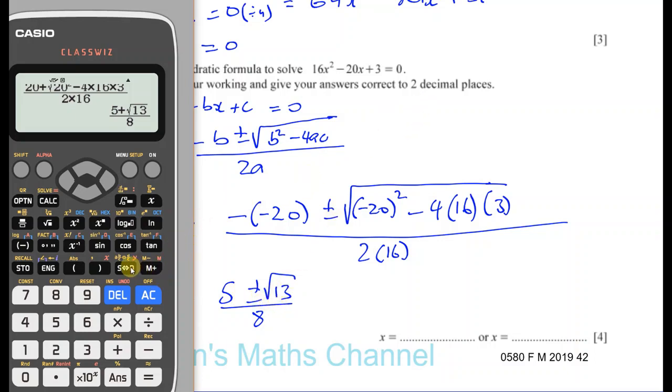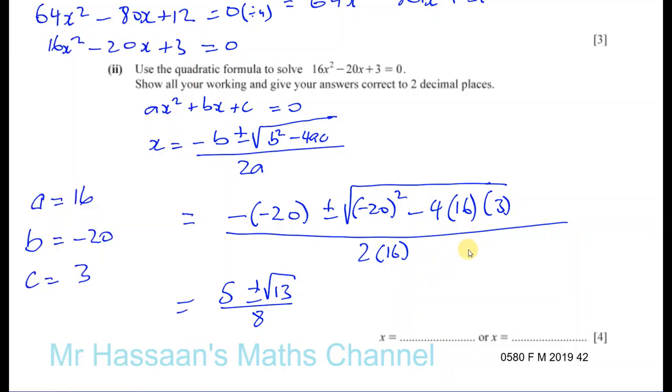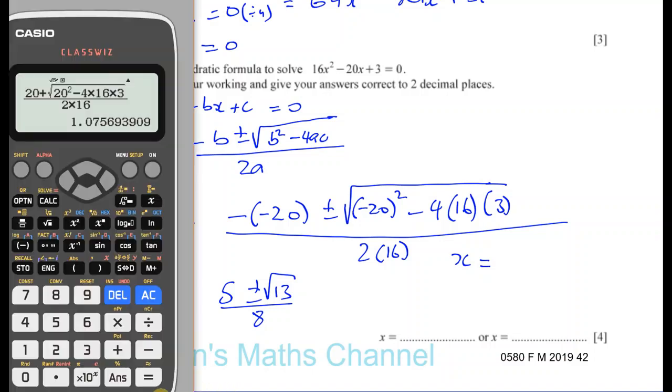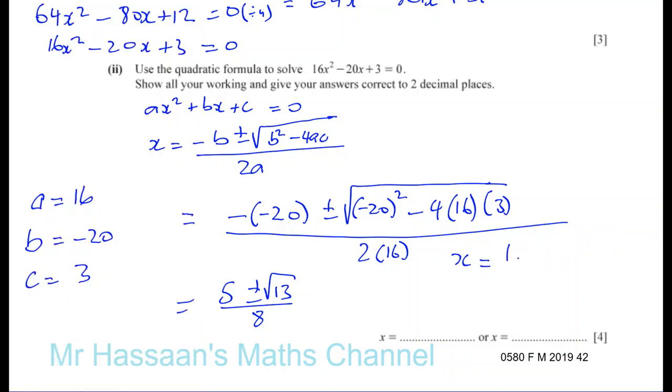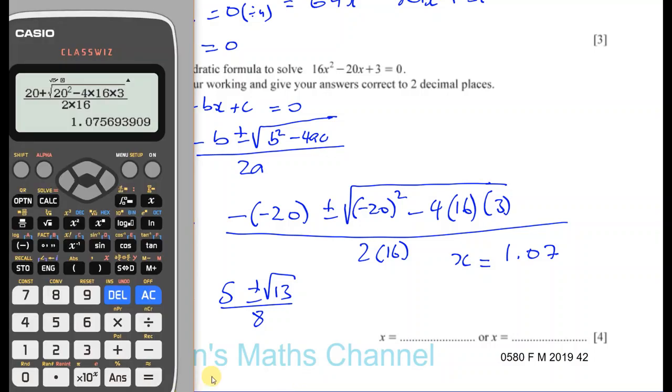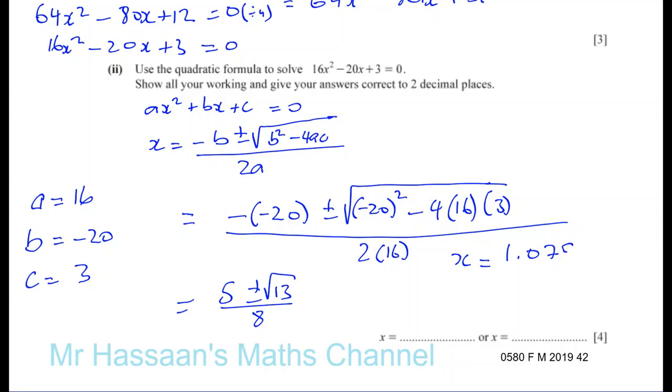Now, we have to give our answers correct to 2 decimal places, so what you're going to do here is press S to D. So you end up with the answers. x equals, and you're going to have the two answers, which are 1.07569, and it continues on and on.